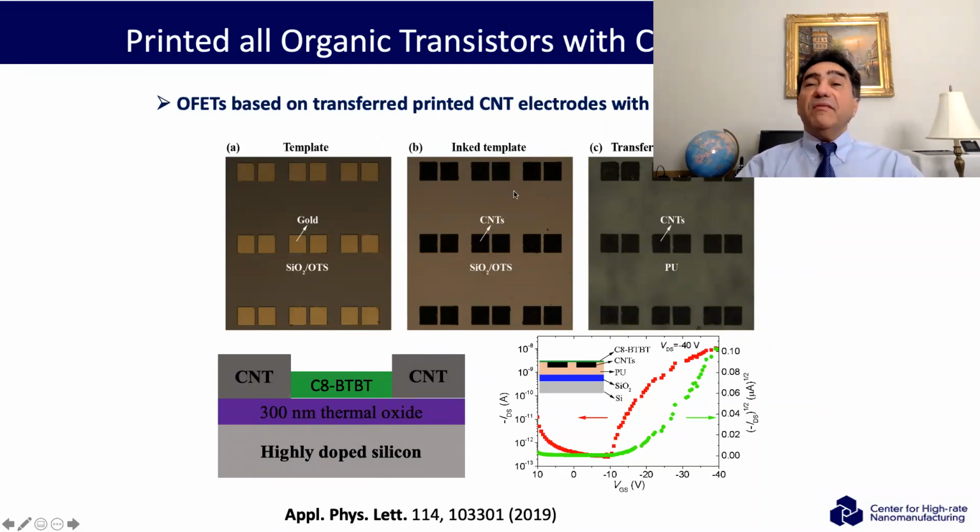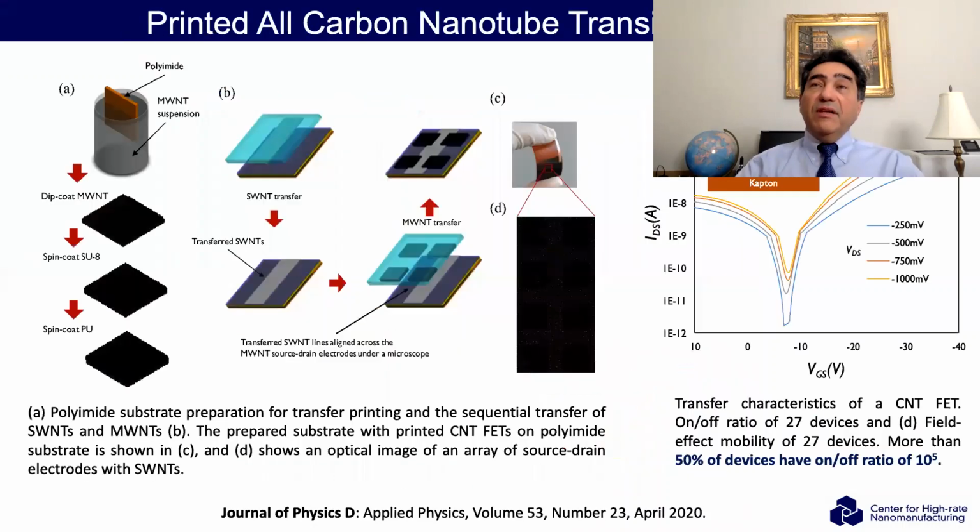So you have the template, you have the ink template, and then printed on polyurethane. And so we can go up to 10 to the 5th on-off ratio because the contact between the CNT and the organic semiconductor is much, much better. And then we did an all carbon nanotube transistor, meaning the conductor is carbon nanotubes and the semiconductor is carbon nanotubes. And this was just published. And in this one, we got 50% of the devices that have on-off ratio 10 to the 5th or higher. So you can do a variety of things with this. It's very, very robust. It's a very good toolbox that you can actually utilize to do a variety of devices.